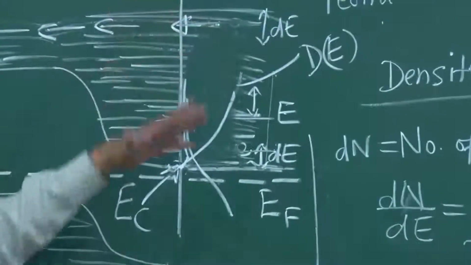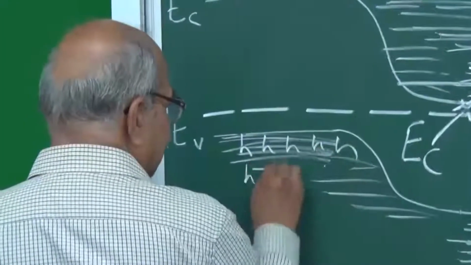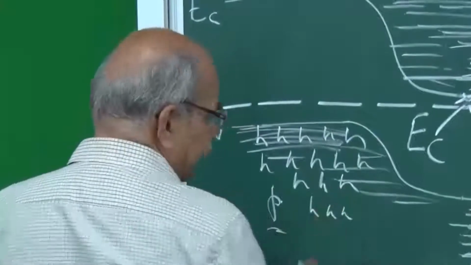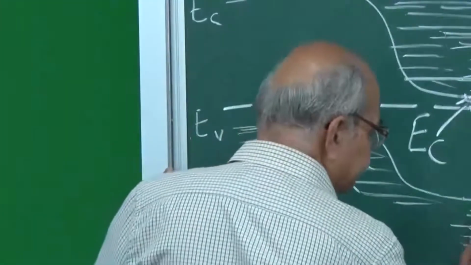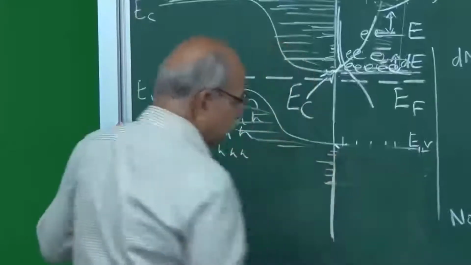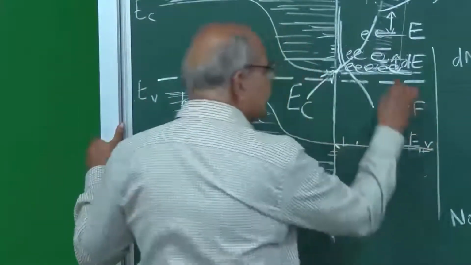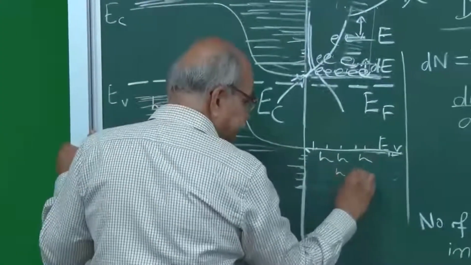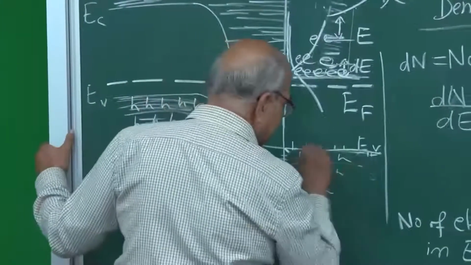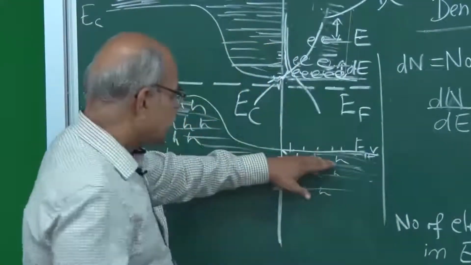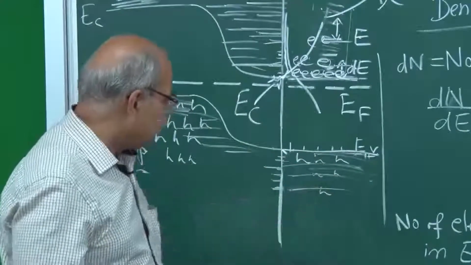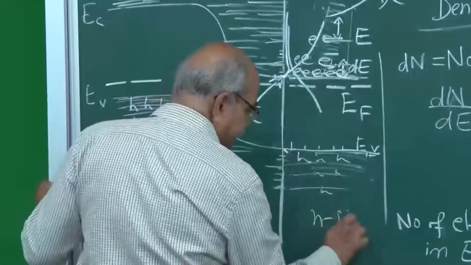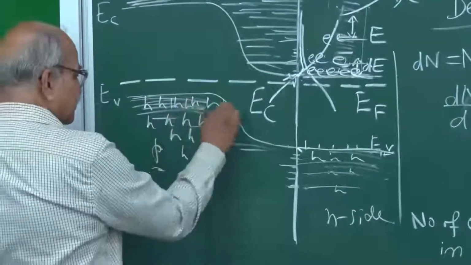Similar will be the case with holes. Large number of holes here. The distribution will be like this. Here, let me modify this. Since this is the n side, the Fermi energy is very, very far away. So you have a very small number of holes here, like this. The distribution is similar. You have a larger number here, lesser number here, lesser number here. But the total number of holes is very, very small here, because this is your n side. And here you have a large number of holes, because this is the p side.